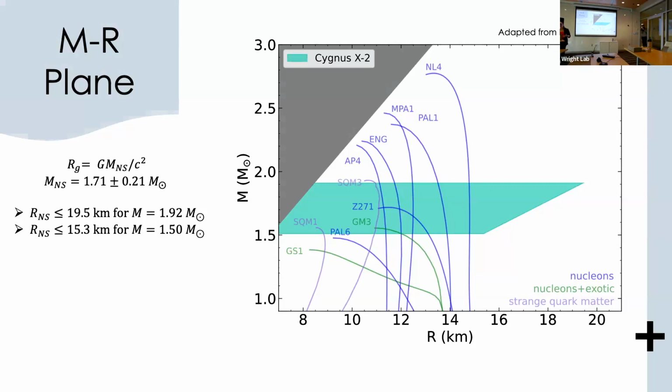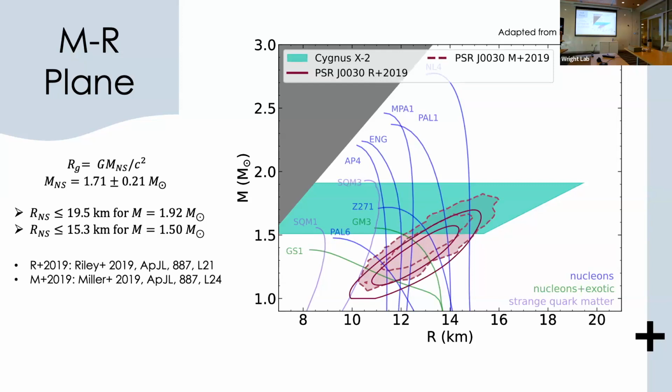So we get an upper limit of about 19.5 at the high mass end for the neutron star's mass, and less than about 15.3 at the low mass end. This is all an effective conservative upper limit. Remember, I'm assuming zero spin. We can compare this to those constraints that I showed from pulsar J0030 earlier on from those two independent teams.